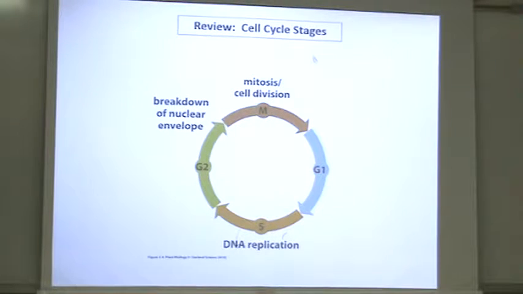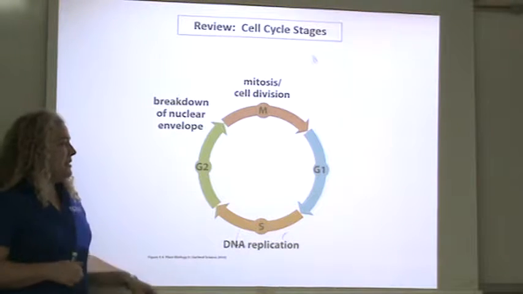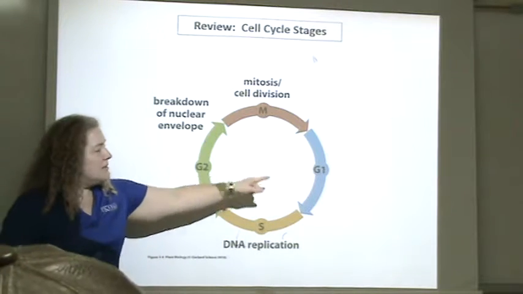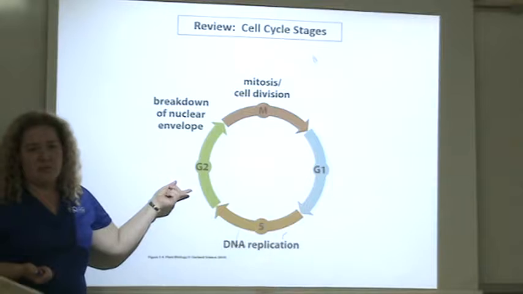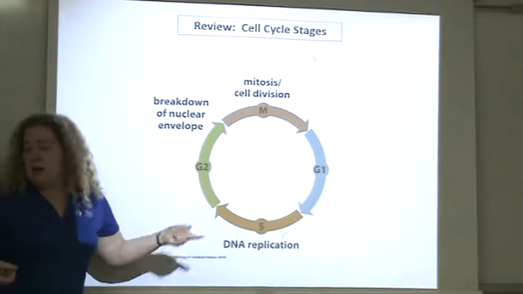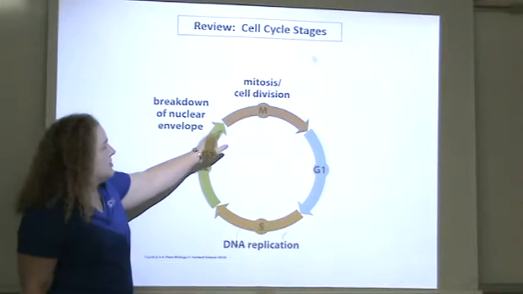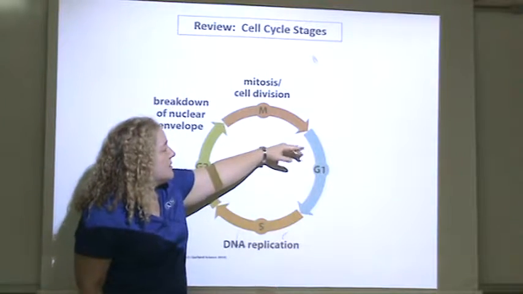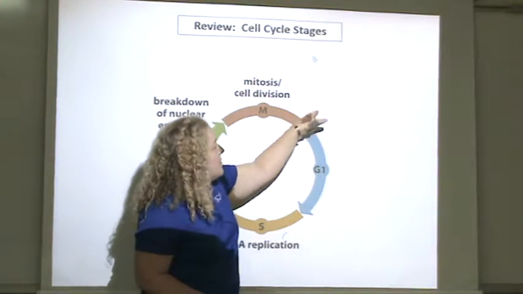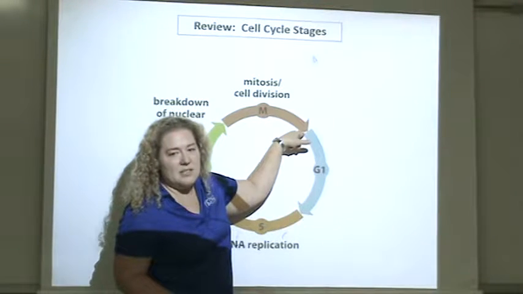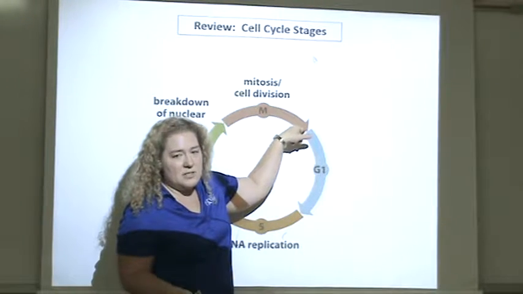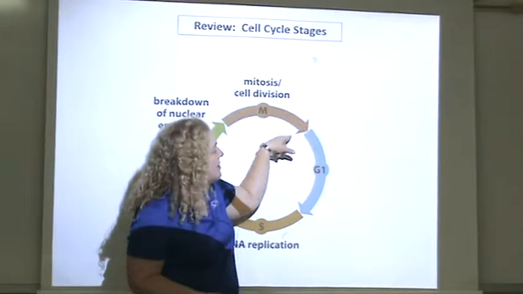So we talked a little bit last time about how plant cells divide and that these stages of the cell cycle are the same for plants as they are for any other eukaryotic cell. So just to review, they still go through mitosis, they divide cells. At the end of cell division, they're going to be forming something called a cell plate, which is a precursor to a new cell wall.